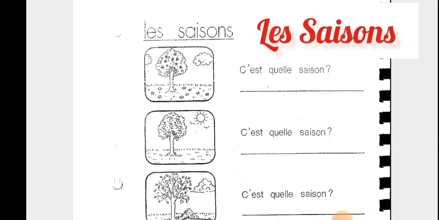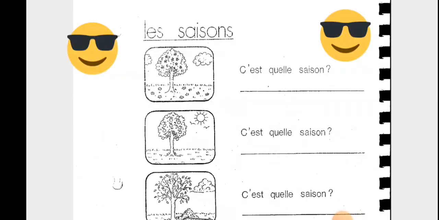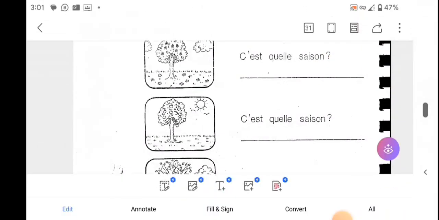Well, it's going to be another wonderful Sunday today again because we shall obviously wrap up the lesson Les Saisons, which we started last time out. In this lesson, we shall be completing the last part of exercises related to the previous lesson. And some of these exercises include what you see right now.